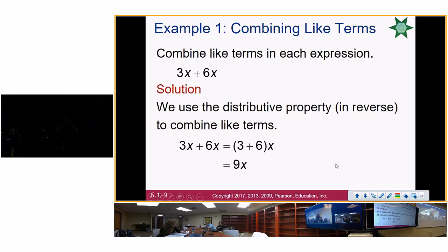Combine like terms. I've already showed you this. 3x plus 6x is what? 9x.